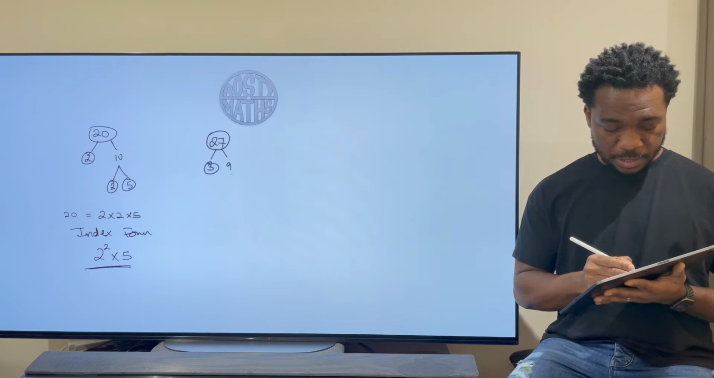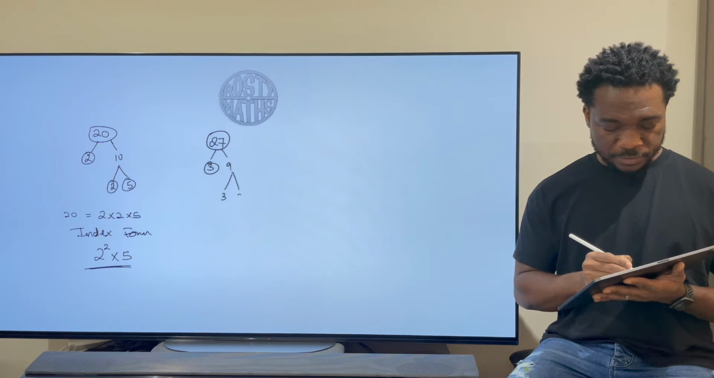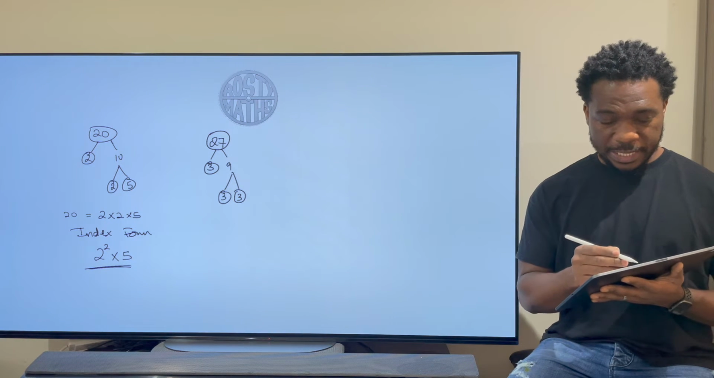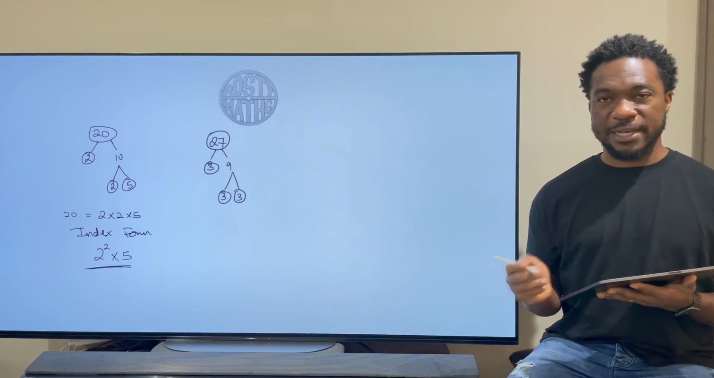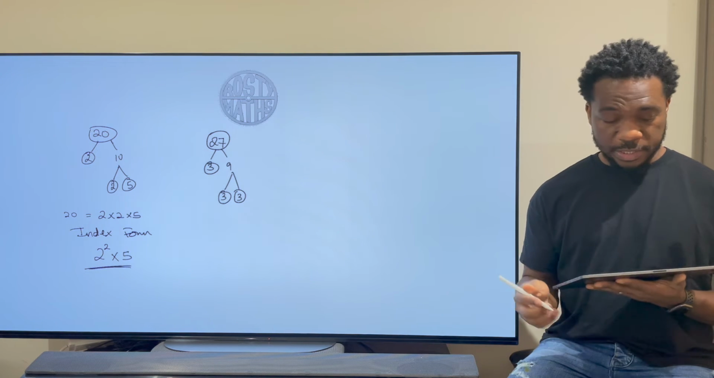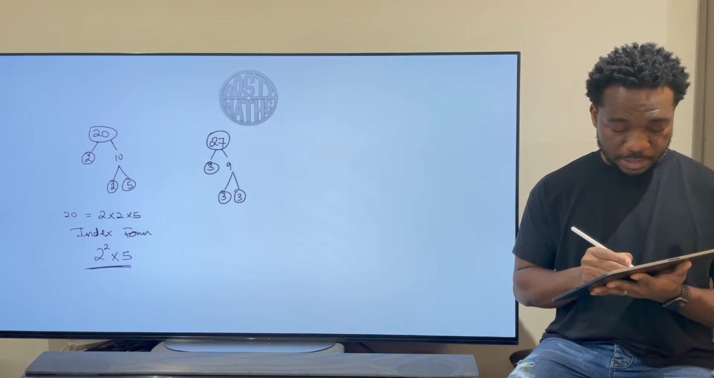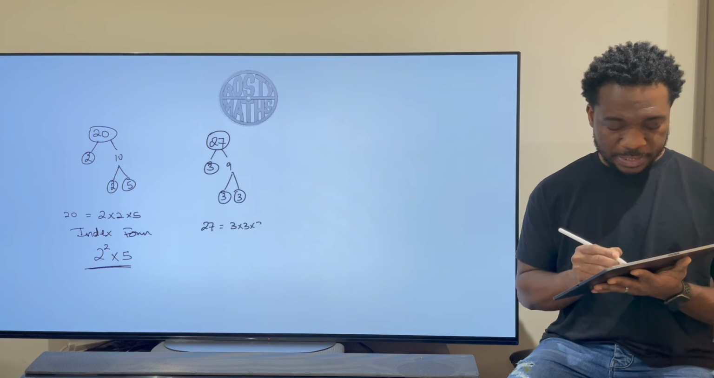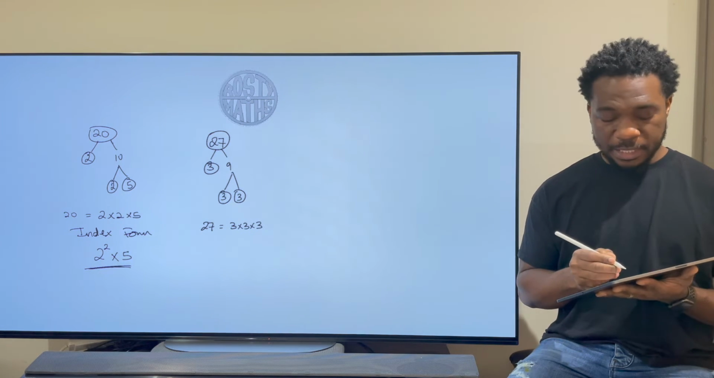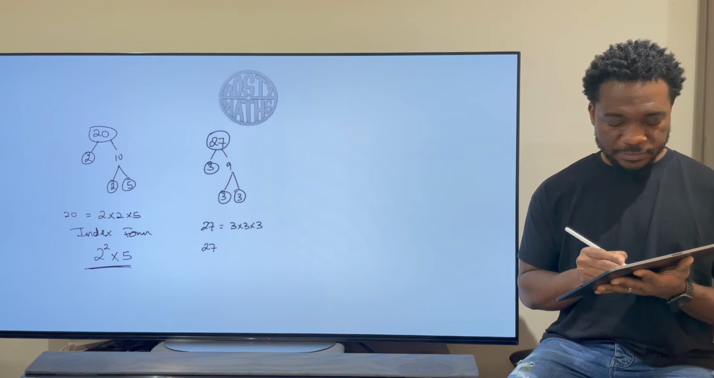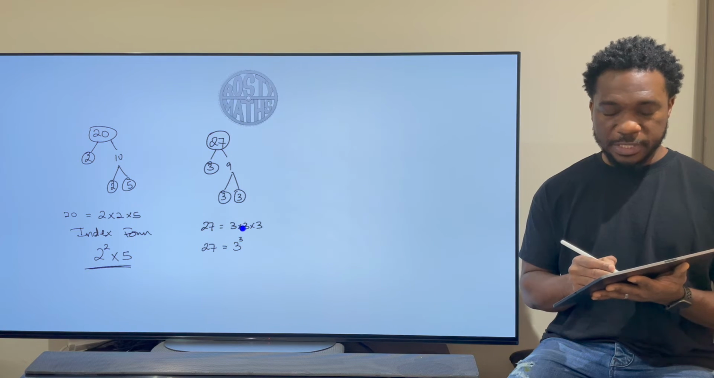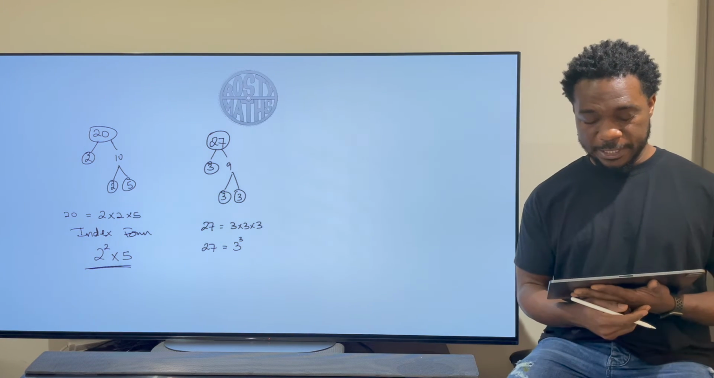For the 9, I'm going to go 3 times 3 makes 9. And then we're now finished because at the end of all of them, we just have 3's there. So now I know that 27 is equal to 3 times 3 times 3 in the expanded form. And in the index form, 27 is equal to 3 to the power of 3, because I've got 3 3's multiplying there.